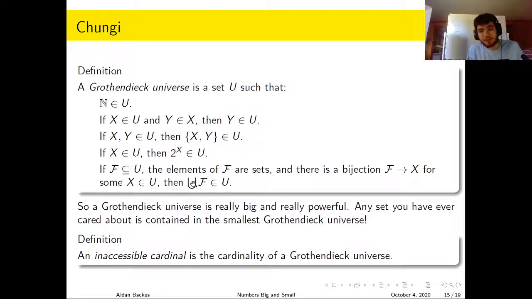So these things are huge. They're closed under every operation, basically. Because this thing contains the set of natural numbers, by this property you can show it follows that it contains all the individual natural numbers. You can use this property to show that it contains the real numbers and the hyperreal numbers and any other algebraic structure you want to come up with, and all of their elements. It contains, I don't know, whatever your favorite mathematical object is sitting inside this thing U. Assuming U exists, every set you've ever cared about is inside U, even if U is the smallest one possible. And by an inaccessible cardinal, we mean the cardinality of a Grothendieck universe.